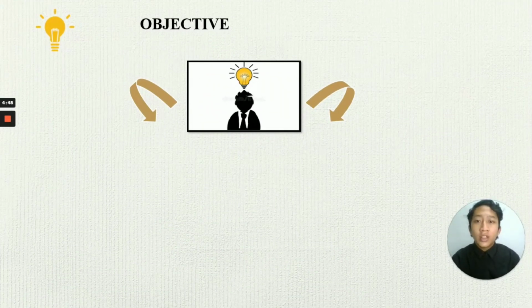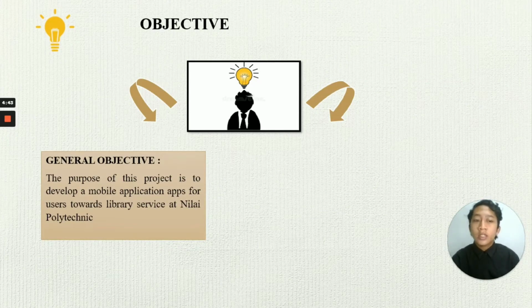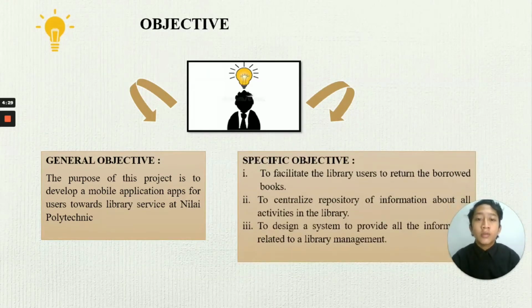I will present about the objectives in my project. First, the general objective. The purpose of the project is to develop a mobile application for users towards library service at Nilai Polytechnic. Next, we go to the specific objective. The specific objective is to facilitate library users to return borrowed books, to centralize a repository of information about all activities in the library, and to design a system to provide all information related to library management.